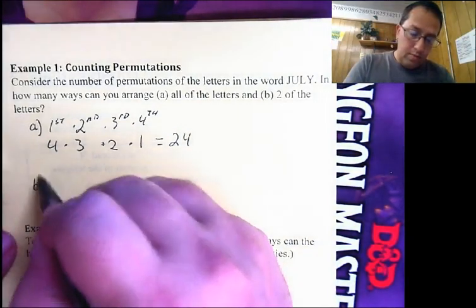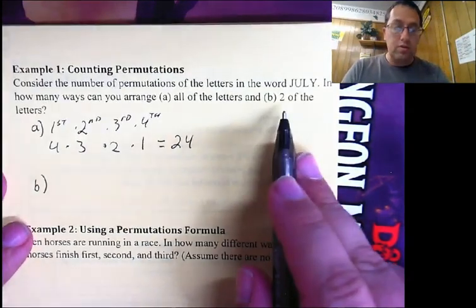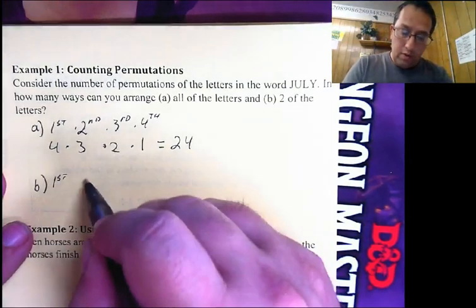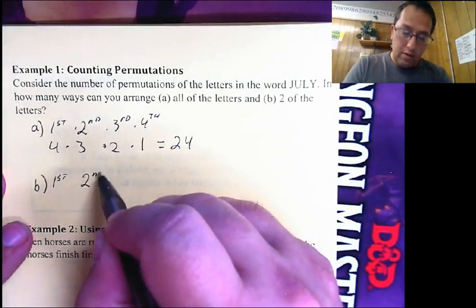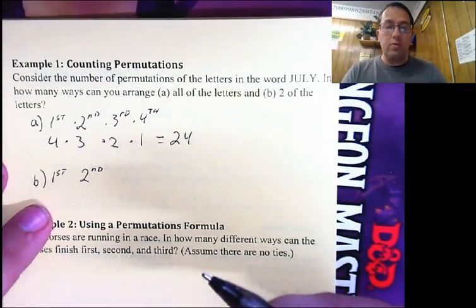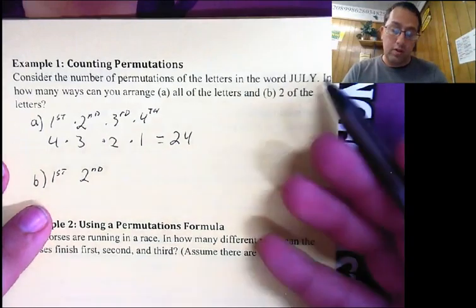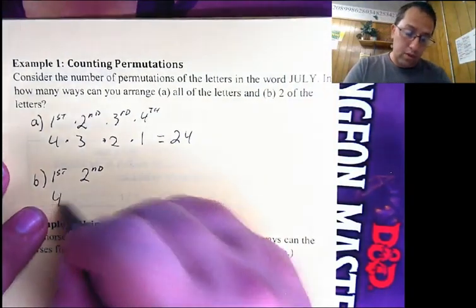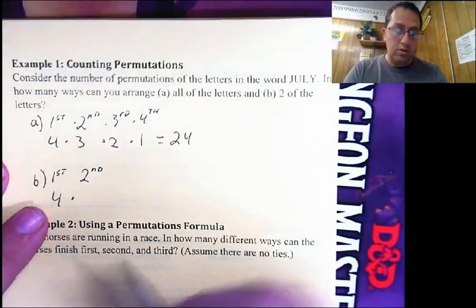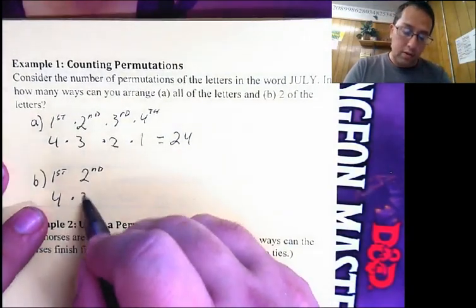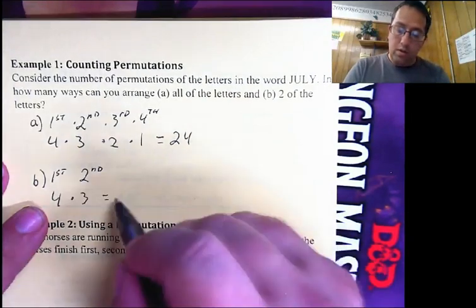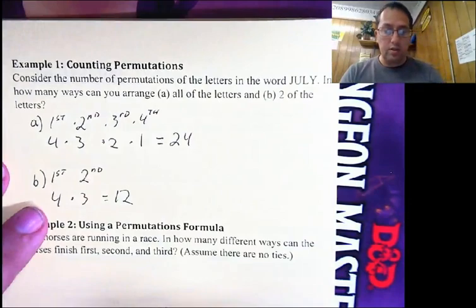Part B. Same kind of thing, only here we're only using two letters. So we're going to have a first letter, and we're going to have a second letter, right? How many different letters could we choose for the first letter? Well, there's 4 letters there, so we could have 4. How many letters could we choose for the second letter? 3, because we already wrote one of them down, so we've only got 3 left. So it's just 4 times 3. That's it, because we're only using 2 letters. So that would be 12 permutations.